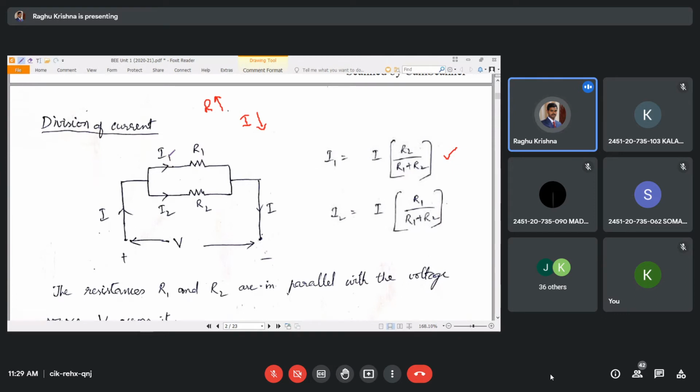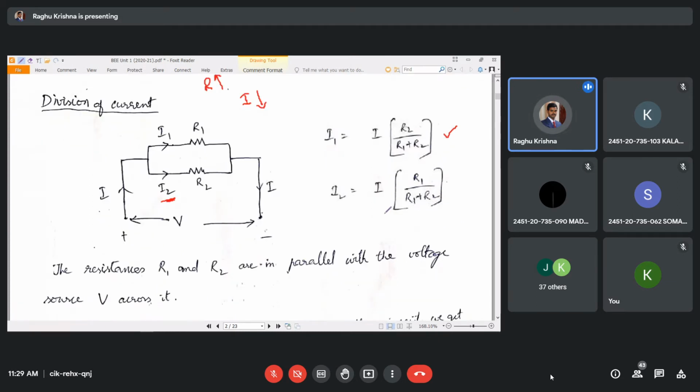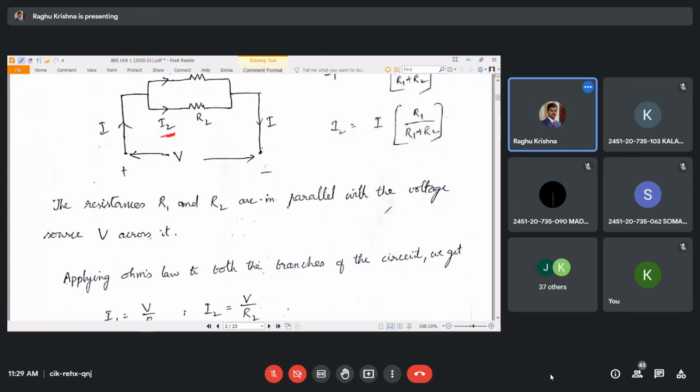So I1 is equal to total current into R2 by R1 plus R2. Similarly, I2 is equal to total current I into R1 by R1 plus R2. Here we are finding the current flowing through resistor R2, but we have to multiply with R1 by R1 plus R2. If I want I2, it is total current into R1 by R1 plus R2. So here we have the proof. These notes are available in the classroom, in a Google Drive. The link is available in the class.